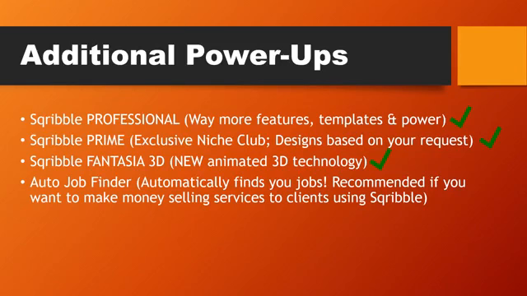There's Sqribble Fantasia, which is incredible, really is. They're using new animated 3D technology to turn your ebooks into interactive ebooks. In fact, there's dual power-ups inside of Sqribble Fantasia. It also allows you to create beautiful 3D covers, as well as amazing animated technology that's going to animate your ebooks and make them more interactive. Imagine being able to click inside of your ebook and view media, click on links, see pages turn.